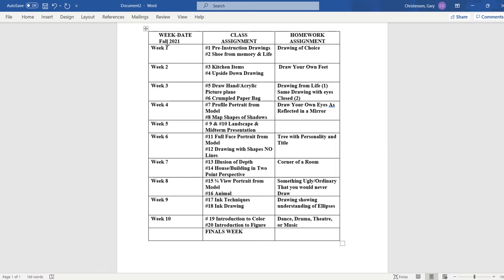This is the weekly assignment schedule. It's actually under the syllabus, so you can go there and find this and print it out. It's a good way to keep on track with the assignments and what you're doing each week.